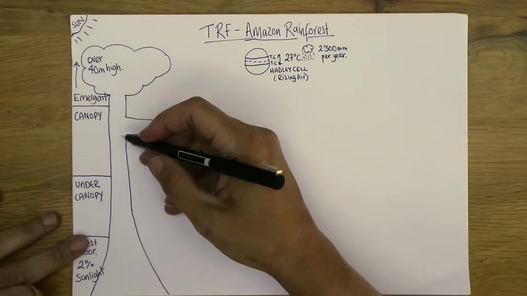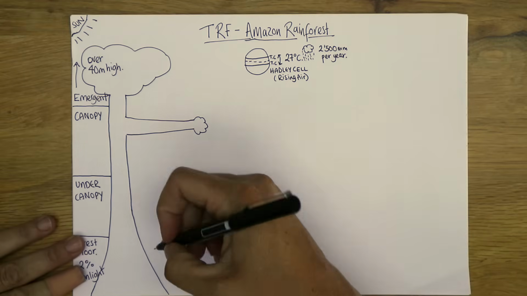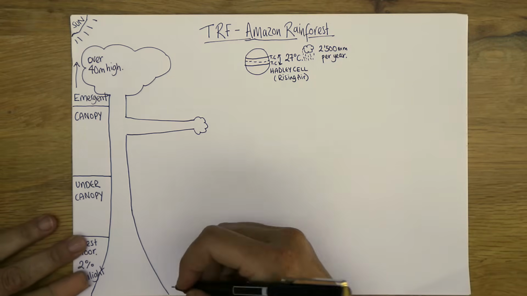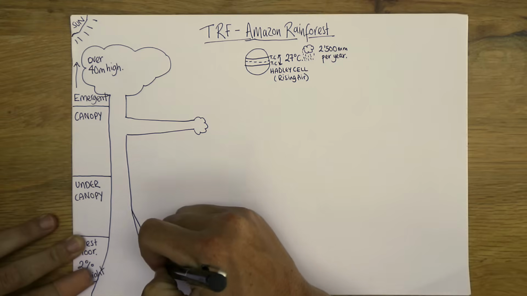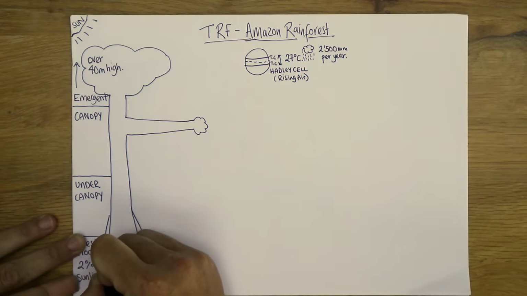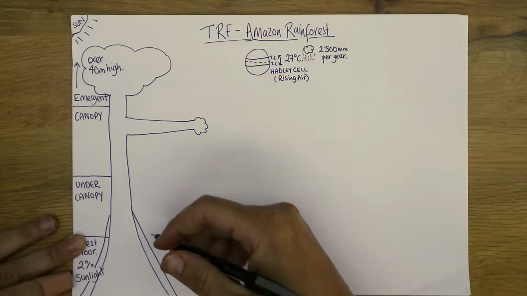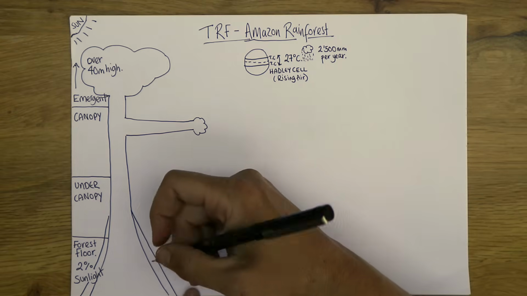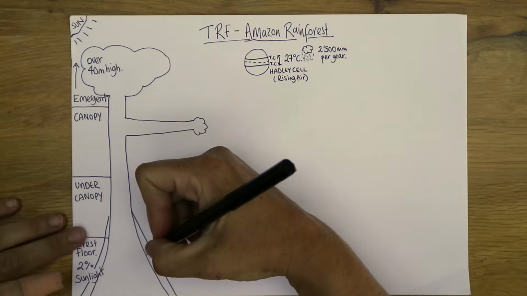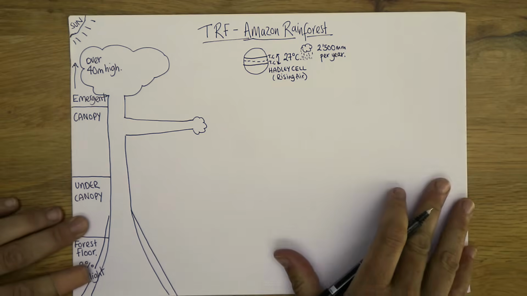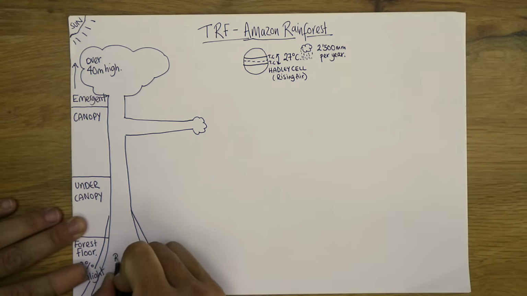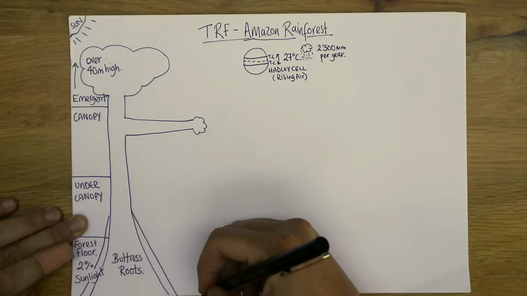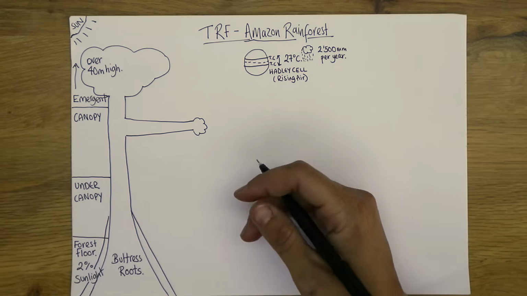adaptations. Now you'll notice my tree didn't go straight down, it's come out. And that's because trees that are in the rainforest, these very, very tall emergent trees, they need a solid base because they don't want to fall over. So these are called buttress roots. Okay, they're very wide, very stable, and they anchor the tree.